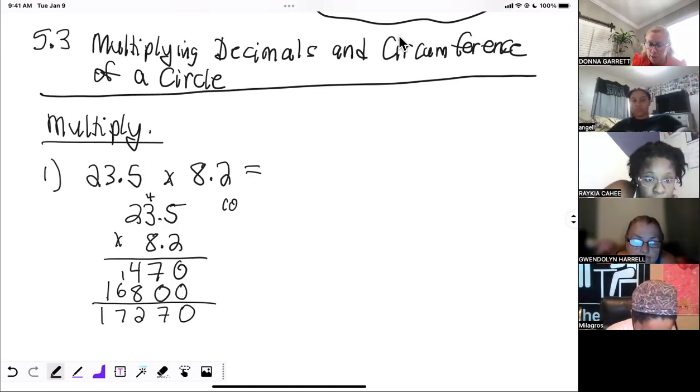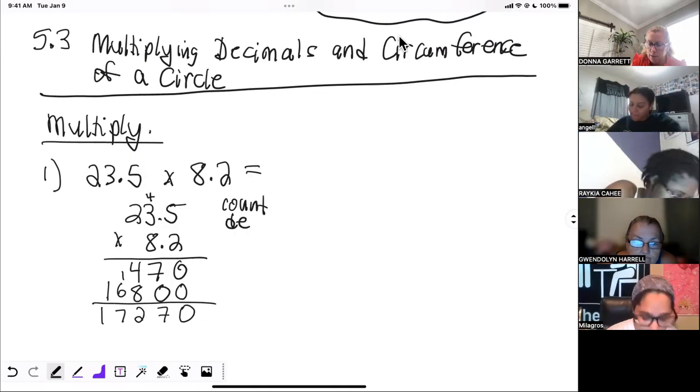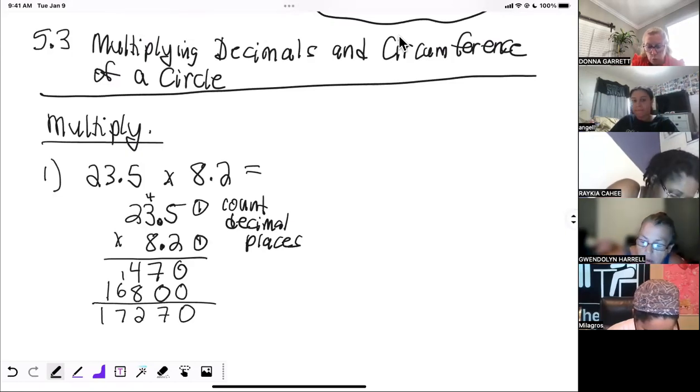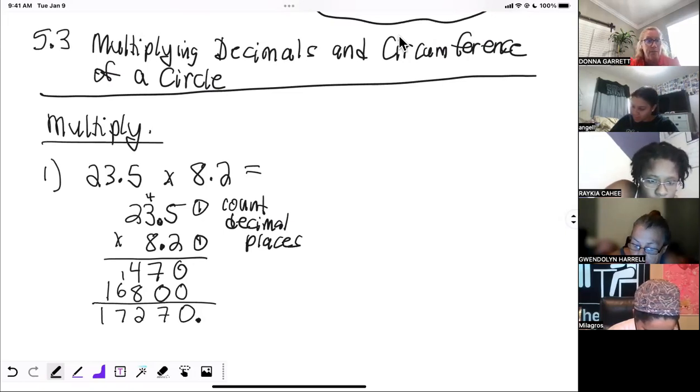So you're going to count decimal places. And what I mean by that is you look at each of them. This one has 1 decimal place because it's over only 1 from the right. This one has 1 decimal place because it's over 1 from the right. So that means on the bottom, we start my decimal place there. I have to move it 2 over. I have 2 decimal places. So 1, 2, my answer's here. I can erase it so you don't see it anymore.